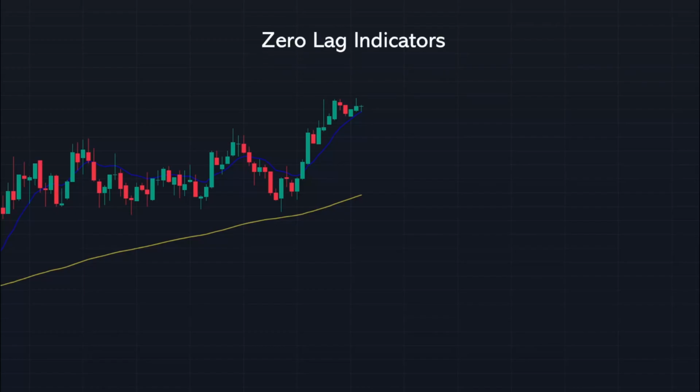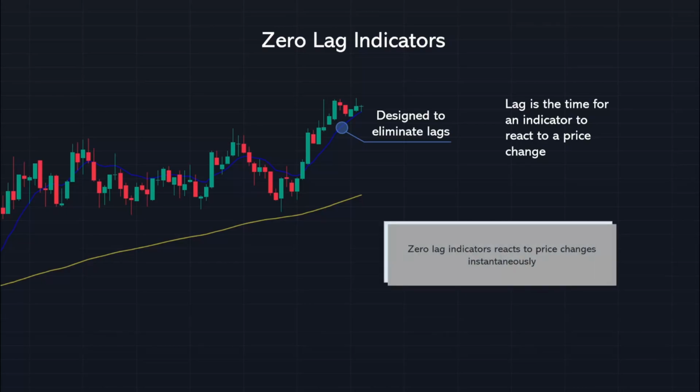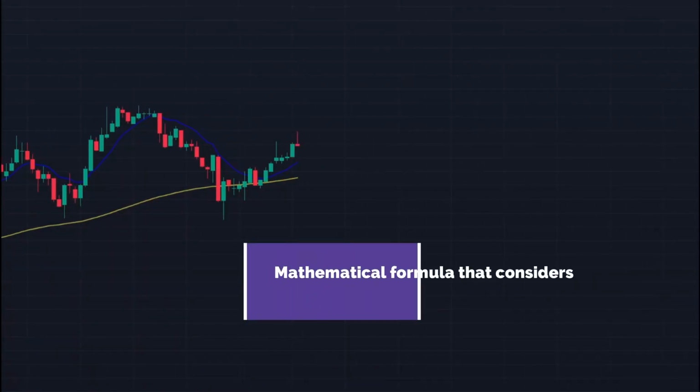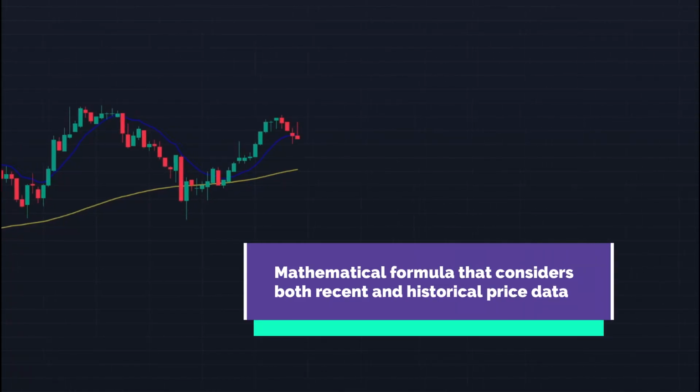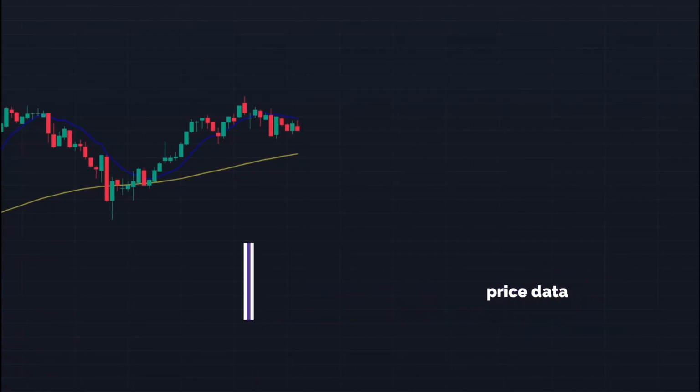Zero-lag indicators are a type of technical indicator that is designed to eliminate lag. Lag is the time it takes for an indicator to react to a price change. Zero-lag indicators attempt to react to price changes instantaneously. There are a number of different zero-lag indicators available, but they all work in a similar way. They typically use a mathematical formula that considers both recent and historical price data. This allows the indicator to react to price changes more quickly than traditional indicators.